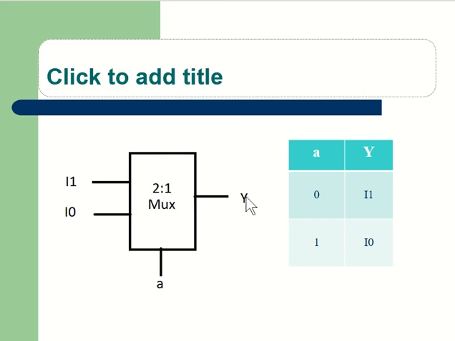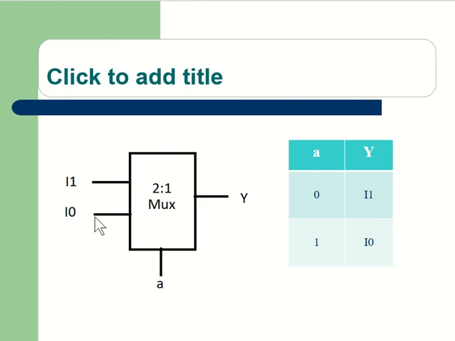So my output will be I1. Similarly, when I make this value equal to 1, the second line, I0, whatever is here, will be connected to the output line. So my output will be equal to I0.